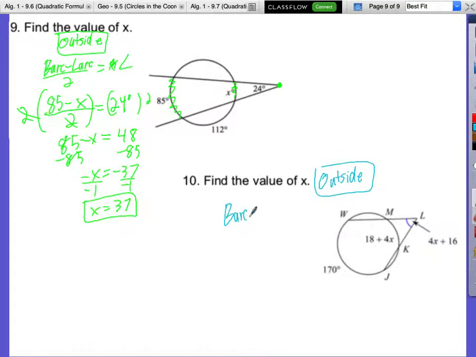Yeah, we do. Bark minus lark over 2 is equal to our angle. Why does this make you so happy? It's awesome. Bark minus lark. There's something about it. In this case, what is our bark? Emma? 170, okay. What is our lark, Nathan? 18.